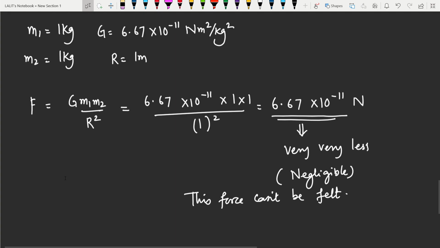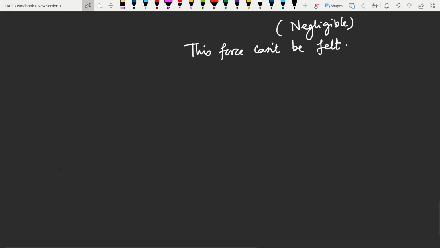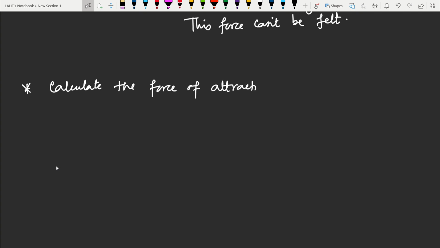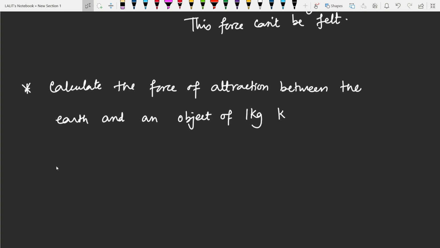Now the second thing, let us take a mass of 1 kg and the earth. Let us say the question is: calculate the force of attraction between the earth and an object of 1 kg kept on its surface. So if you see this question, let us draw a diagram for this. So let us say this is the earth.